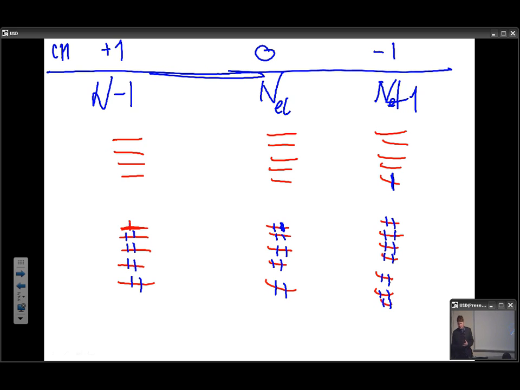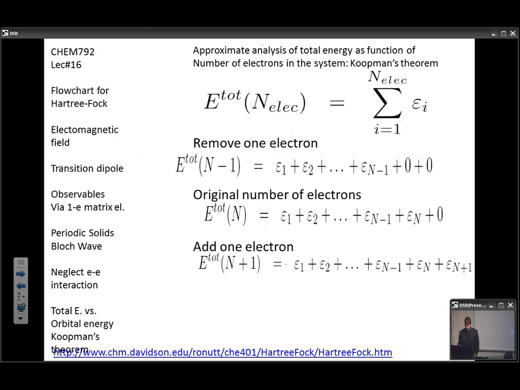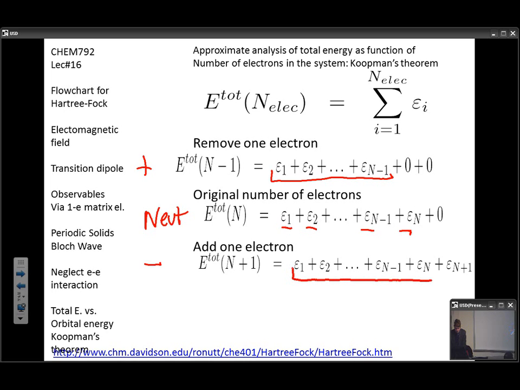So in a precise, exact way, one should describe the situation by computing total energy for three models, where one modifies the total number of electrons. But if one needs a quick analysis, one can use this approximation of neglecting electron-electron interaction and write down the total energy of neutral, negatively charged and positively charged model as a summation of energies of all orbitals here. And if it is ionized, one makes a summation of all but one orbital, and here one makes summation of all plus one orbital energies.